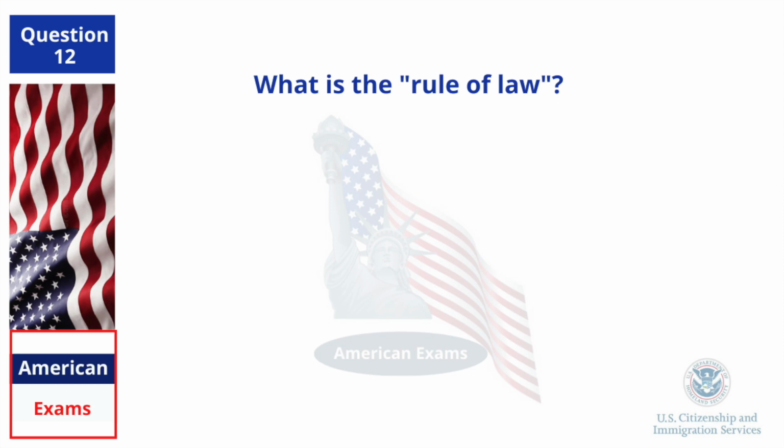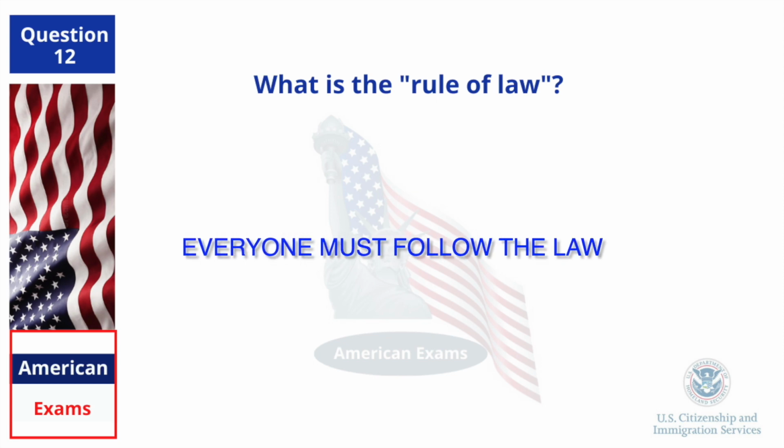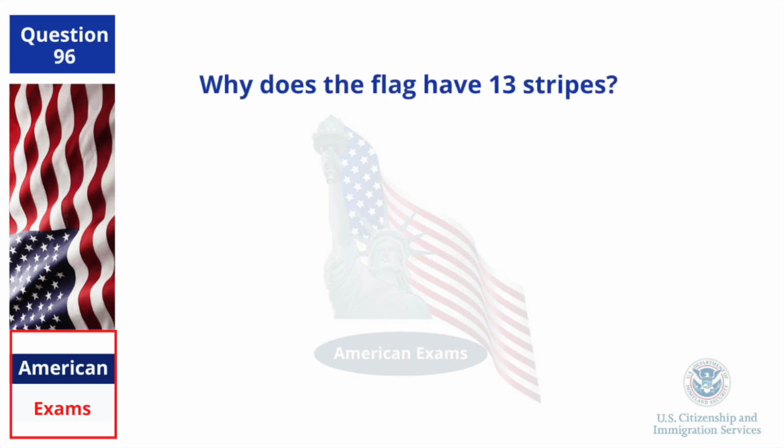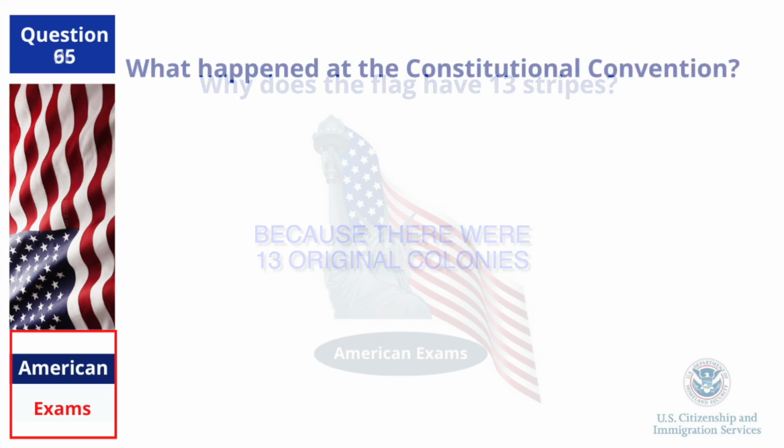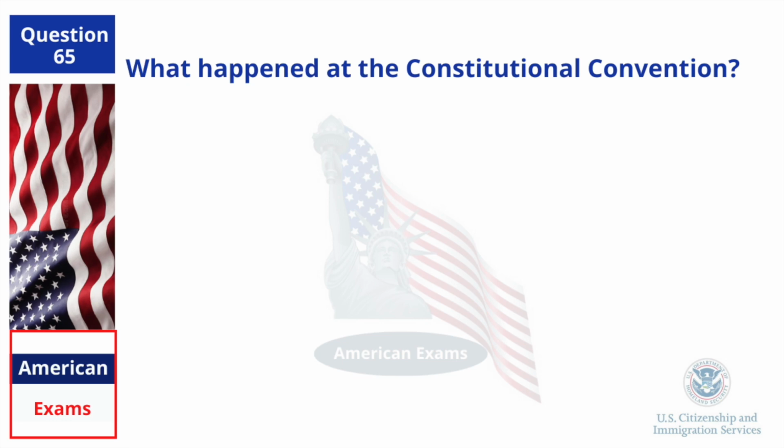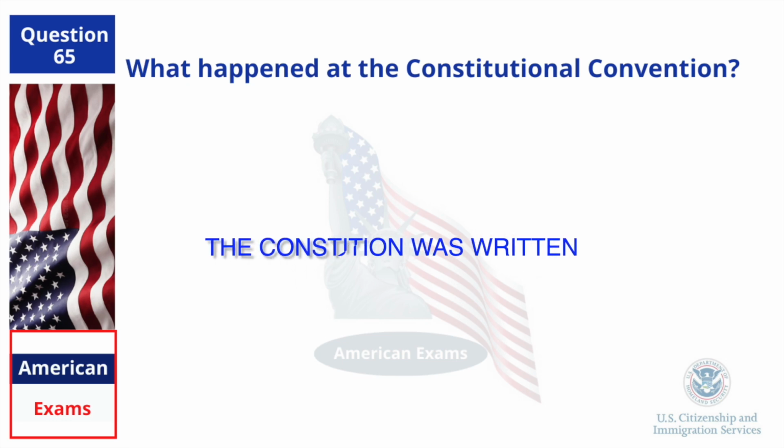What is the rule of law? Everyone must follow the law. Why does the flag have 13 stripes? Because there were 13 original colonies. What happened at the Constitutional Convention? The Constitution was written.